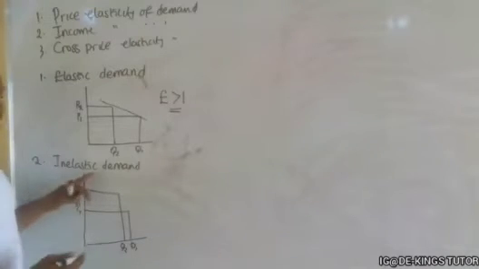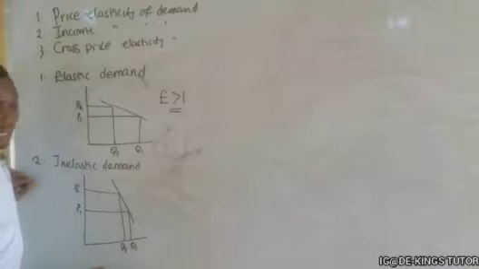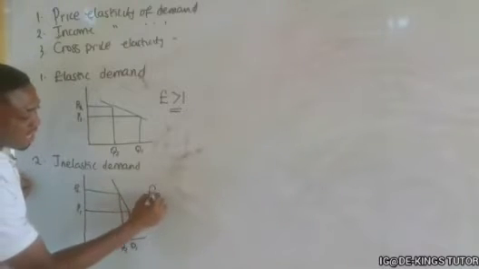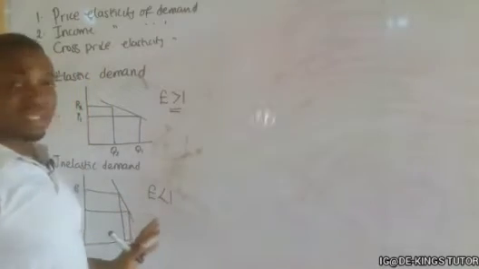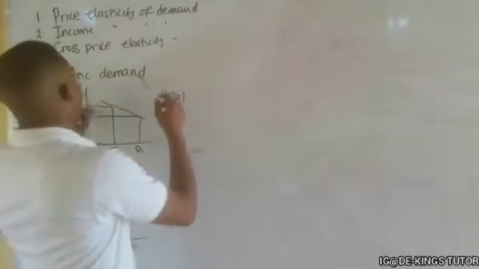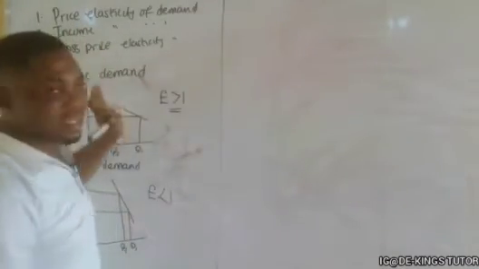When that happens, we say the demand is inelastic. So when it happens, we say elasticity is less than 1. So when elasticity is less than 1, it is inelastic. Now the third type of the price elasticity, remember we're still talking about the first one, which is the price elasticity.